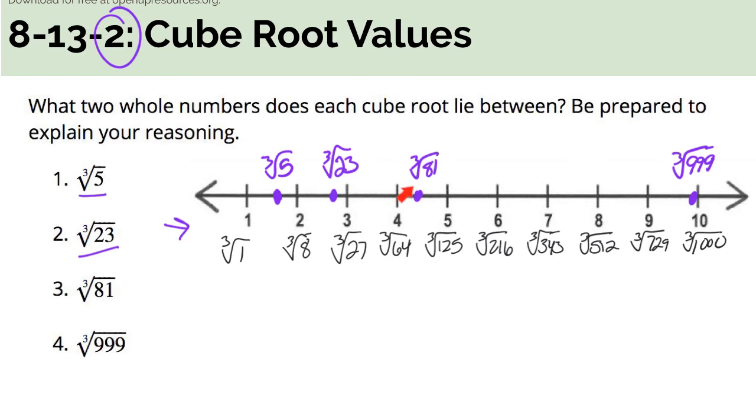Okay, here's the last two. Cube root of 81 is going to be between 4 and 5, a little bit closer to 4. And the cube root of 999 is going to be super close to 10.